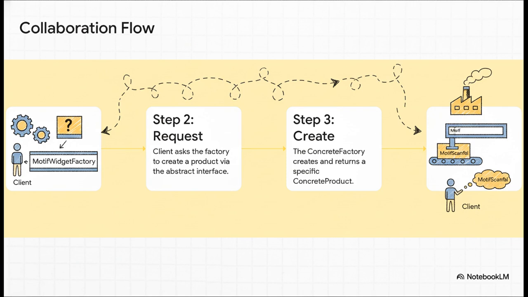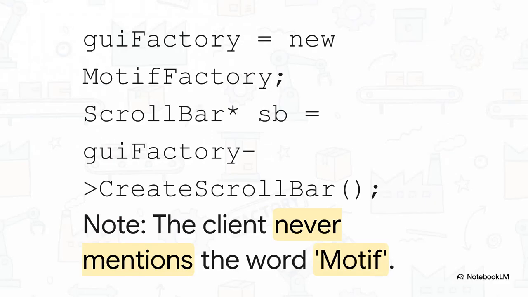It is completely oblivious to the fact that it's a Motif one. And just look at how clean this makes the client code. Somewhere at the beginning of our program, we decide on a theme and create our specific factory, in this case, a Motif factory. From that moment on, anytime we need a widget, we just ask our GUI factory. Now look really closely. The code that asks for the scroll bar never even says the word Motif. It is completely and beautifully decoupled.